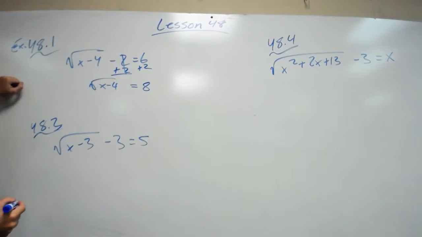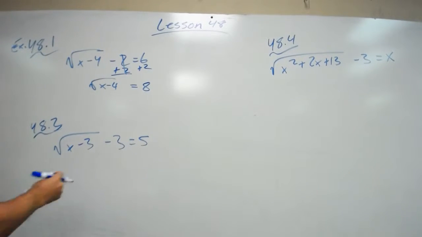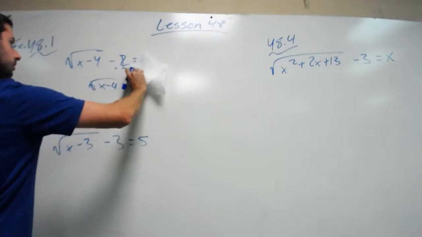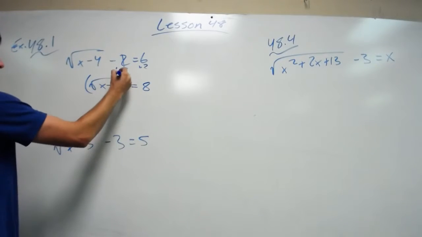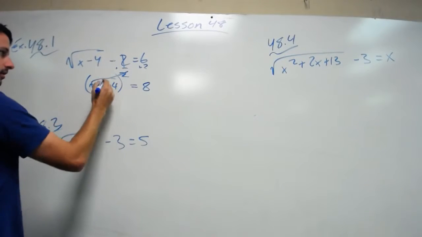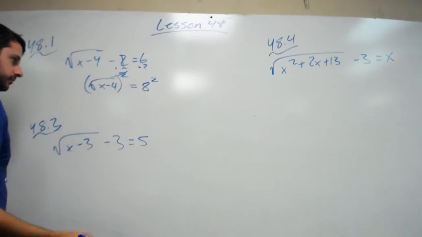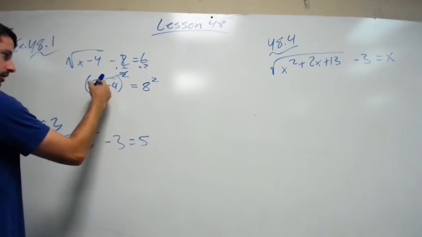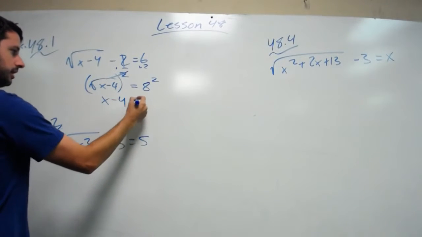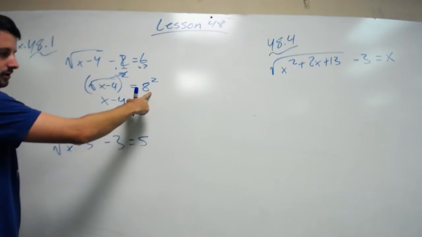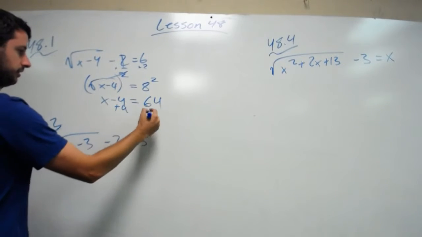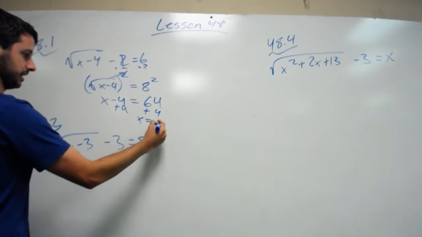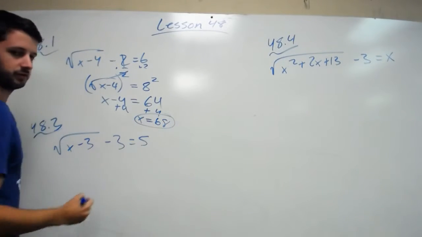So now, once we get the square root by itself and everything in it isolated, what we can do is, the opposite of square root is squared. So we square it. Do it to one side, we have to do it to the other. So it crosses out here, we're left with x minus 4 equals 8 squared, 64. Add the 4, and that's as easy as it is. X equals 68. That would be your answer.